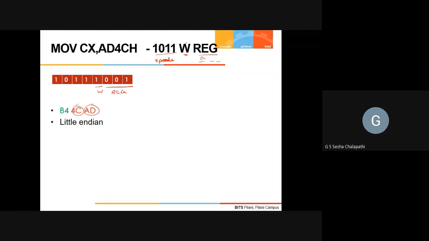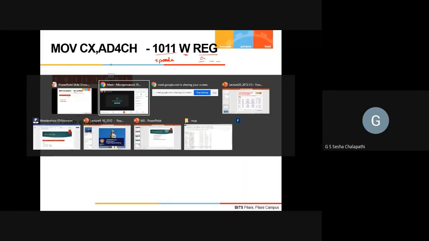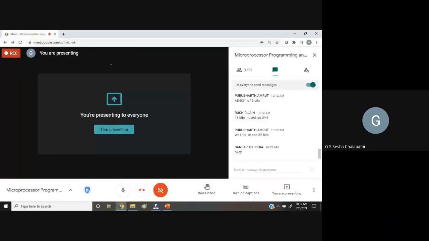For the move instruction in immediate addressing mode, the opcode will be 1001011, followed by a W bit and then a reg field. So the W bit will tell whether you want to store a word or a byte. So in this case, if the instruction is move CX AD4CH, am I storing a word or a byte into CX? I'm writing a word, 16-bit data.